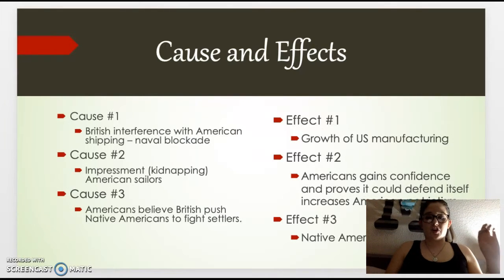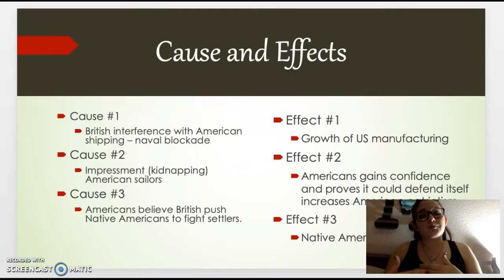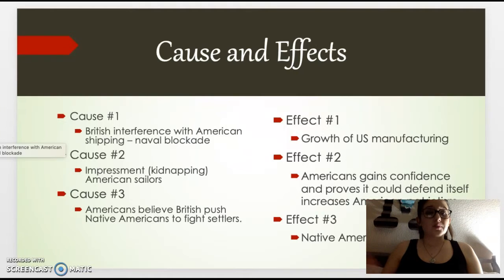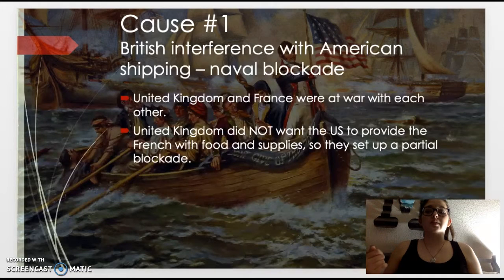And the last cause is Native Americans believe, I'm so sorry, I read that wrong. Americans believe British pushed Native Americans to fight settlers. So, as a result, Native Americans were weakened. So, we're going to go in order, and so we're going to go with cause number one, British interference with American shipping and naval blockade.